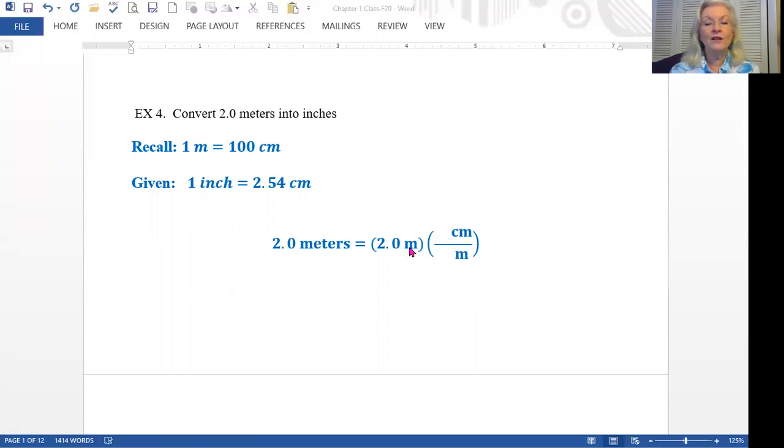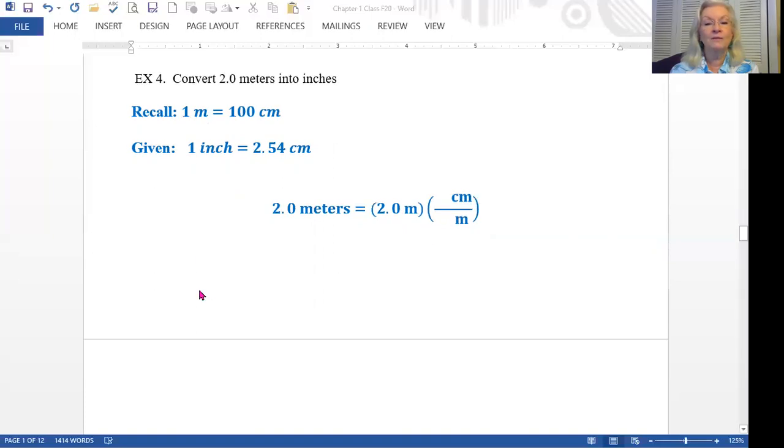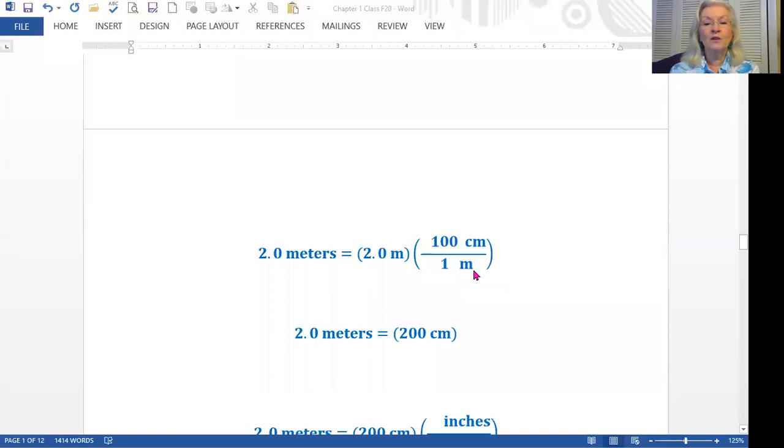We've got meters in the numerator, so we need to have meter in the denominator because we want to get rid of it. But we don't have a meter to inches conversion, so we're going to have to do centimeters first. So meter in the denominator, centimeter in the numerator. The 1 goes with the meter, the 100 with the centimeters, the meters cancel. 2 times 100 is 200. 2 meters is the same as 200 centimeters.